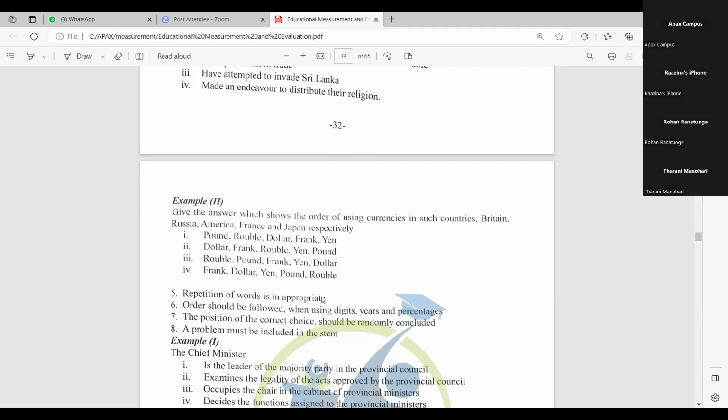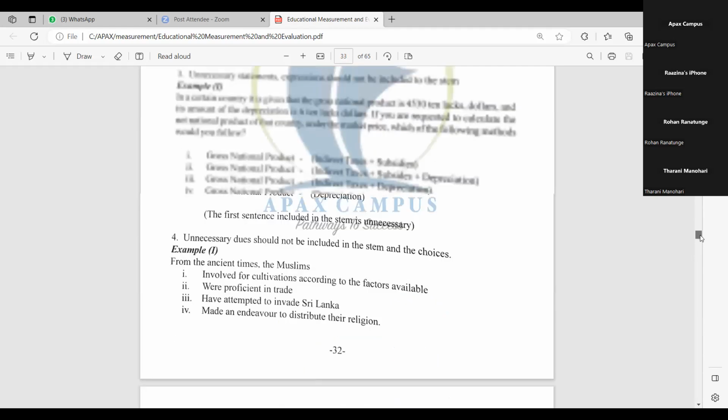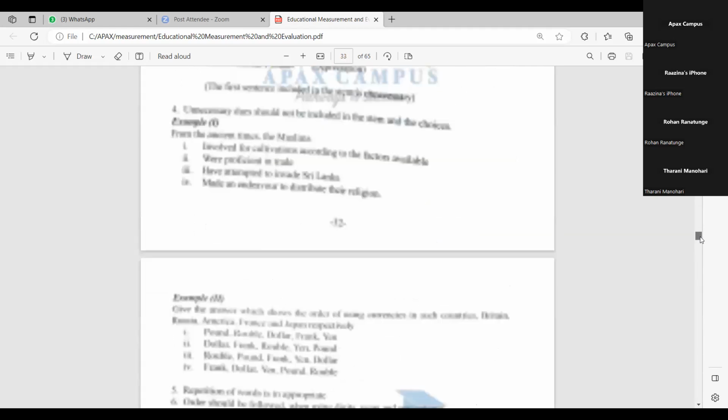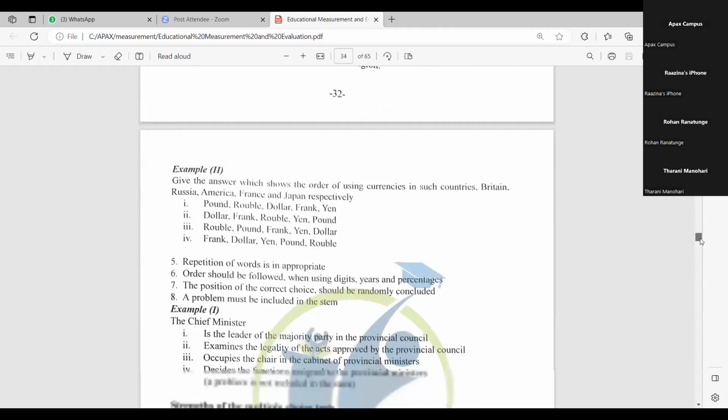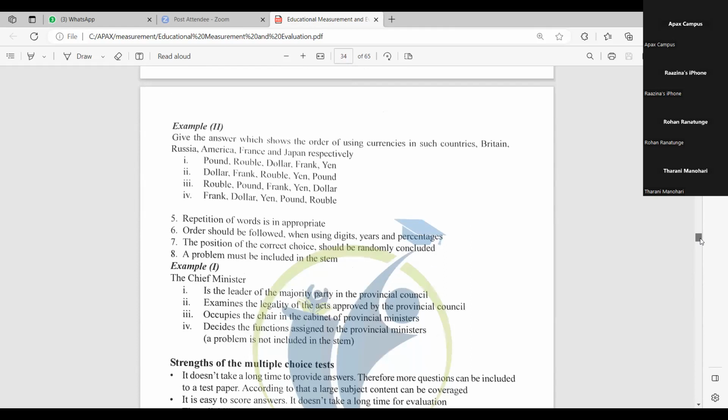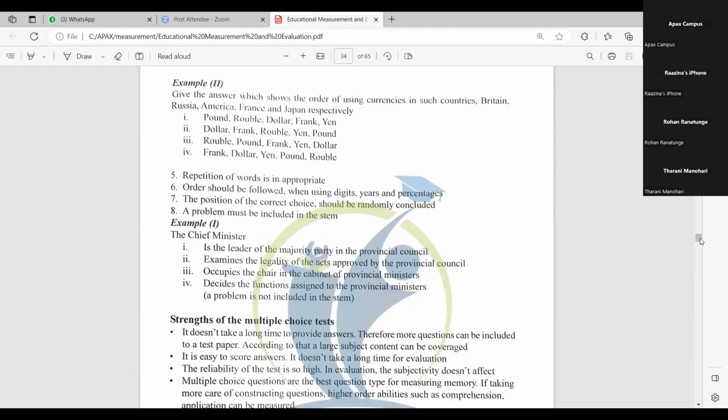Repetition of words is inappropriate. Don't repeat the same word. For example, yes, in some cases we repeat the same word in all options, so it's not necessary. You can include those repeated words in the stem once and then write the options without that repeated word.